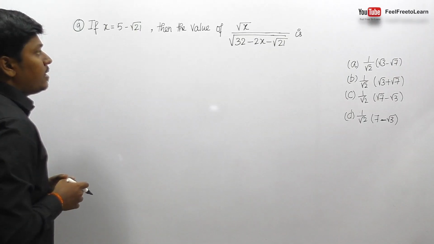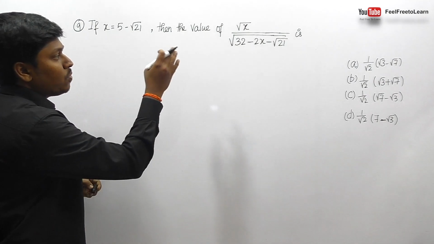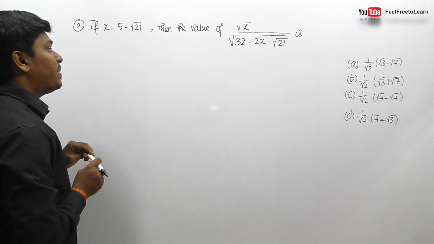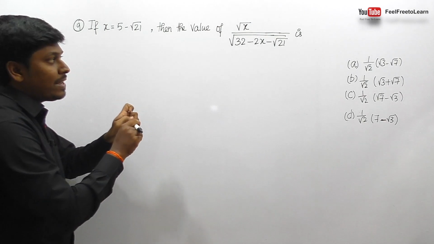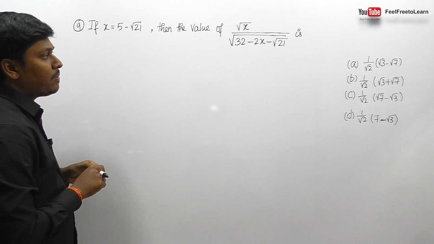Question number 9. If x is equal to 5 minus root of 21, then find the value of root x divided by root of 32 minus 2x minus root of 21. So friends, our target is to find the value of the expression, but they have given the value of x as 5 minus root of 21.